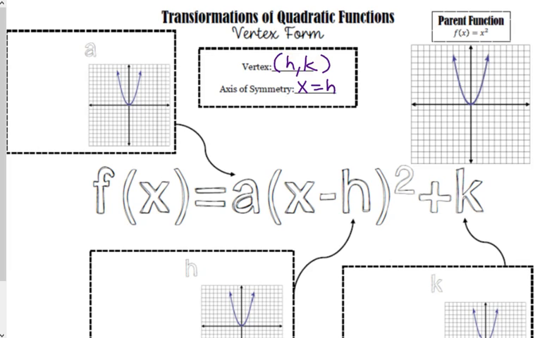Okay, so the first thing we have on here is that we can see the parent function. This is f of x equals x squared. That means that's what a quadratic function looks like when it goes through the origin and has an a value of 1. So our a is going to tell us how wide or narrow the parabola is.